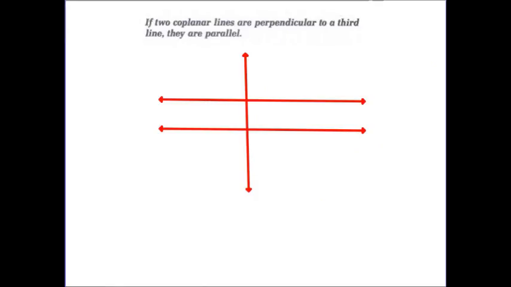And our last theorem. If two coplanar lines are perpendicular to a third line, they are parallel. So here we go. Let's draw this one out. Let's call this line A, and let's call this line B, and again transversal T. If we know or can deduce that A is perpendicular to T and B is perpendicular to T.